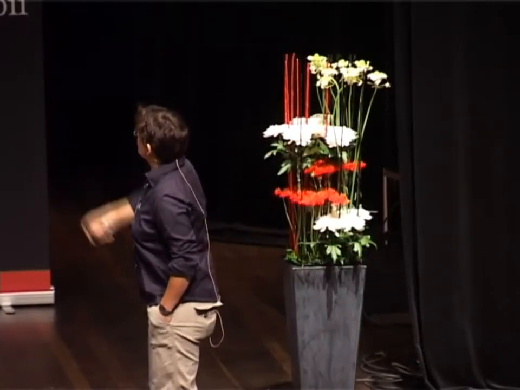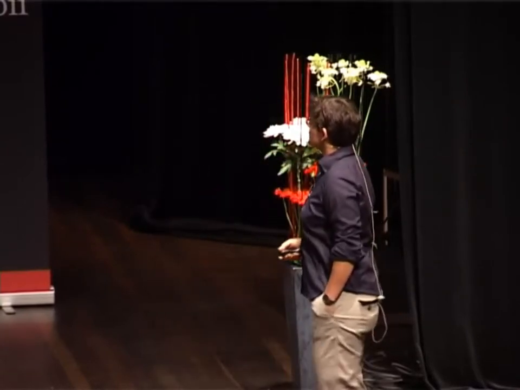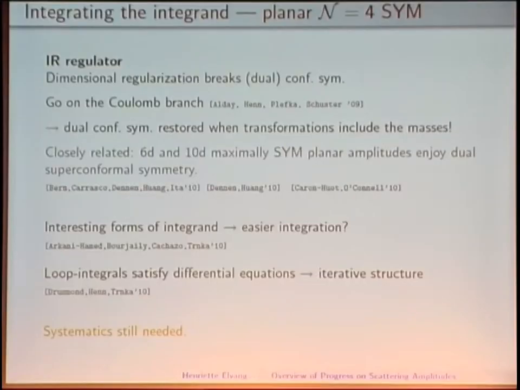Now, this is apparently a good way to proceed, but you still need to be able to perform the integrals. There's been various interesting forms of the integrands obtained, which possibly make the integration easier and the IR finite parts more manifest. And it's also been pointed out that the loop integrals you need seem to satisfy certain differential equations that give you an iterative structure that may also be very useful. But I think it's fair to say that systematics are still needed here. Certainly, integrals have been performed, for example, at two-loop level, but we still need more systematics to really understand how to do this.